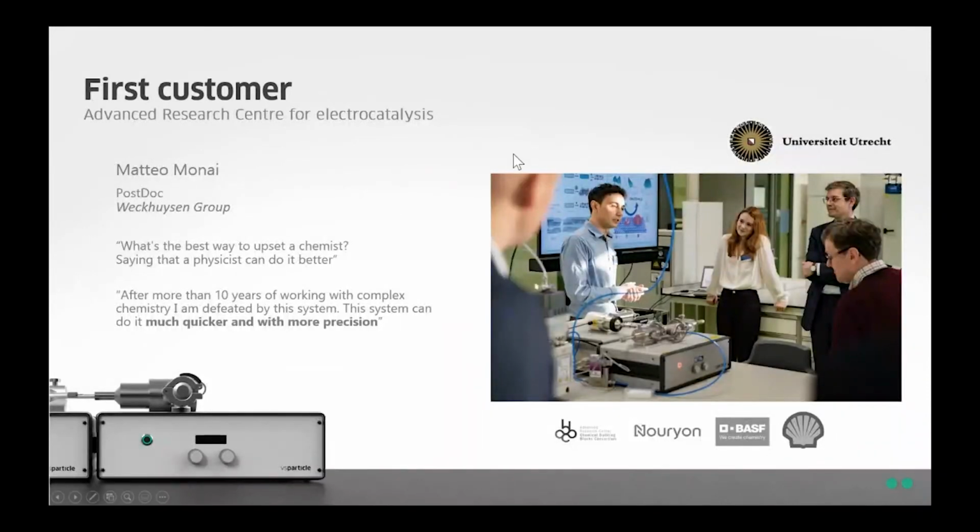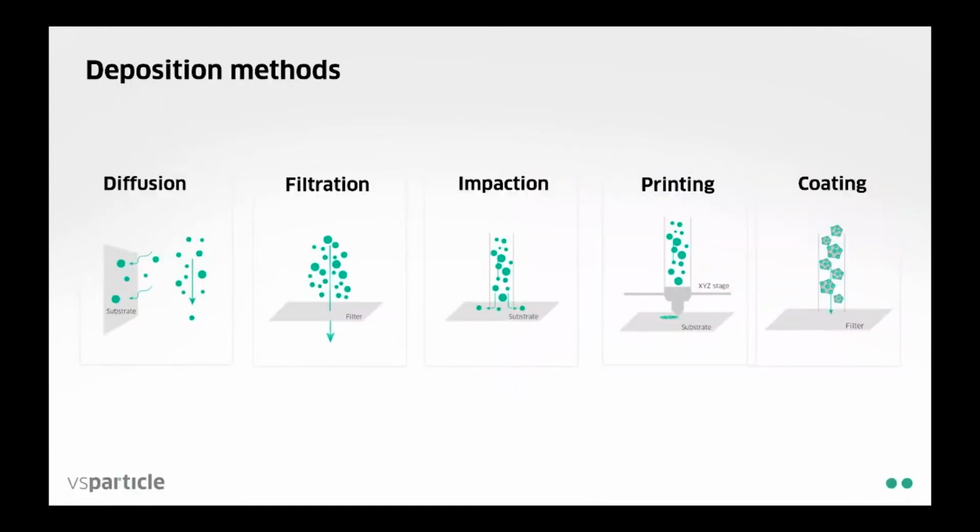A nice quote from our first customer, Matteo Monai, it's also from the group of Bert Weckhuizen. He said the best way to upset a chemist is by saying that a physicist can do it better. We are not saying that either of the two are better, but at least he needed to agree that after 10 years of working with complex chemistry, he was defeated by the system, which has more precision and is quicker in the synthesis than he became after 10 years of learning all the practices to do the synthesis. And it was a nice milestone for us. Still, we are working in close collaboration with this group to further improve the current product to get all specs out of the system. So I hope you are still with me.